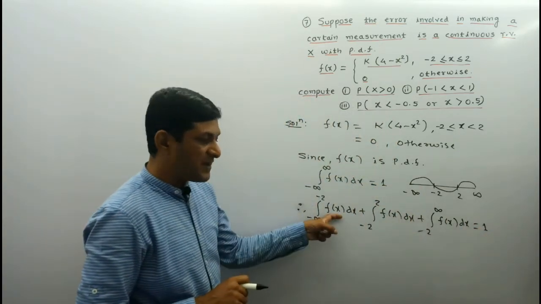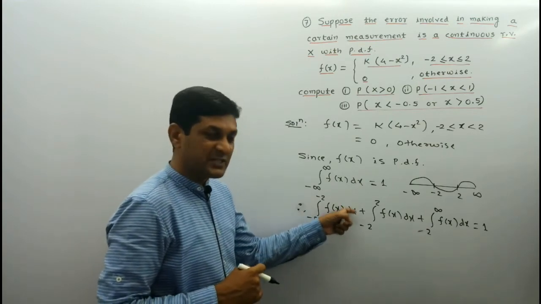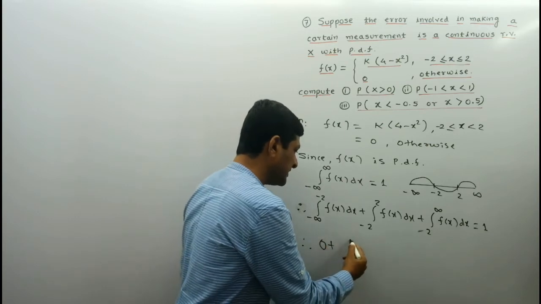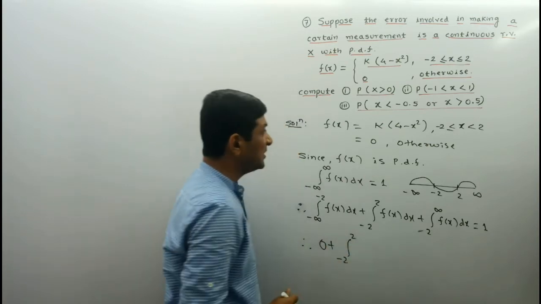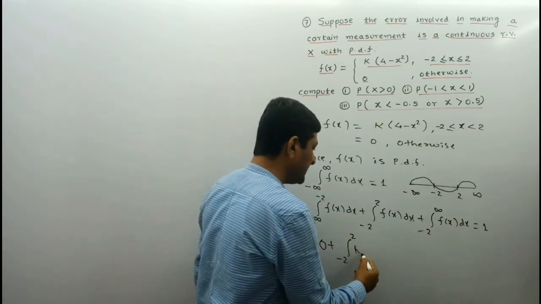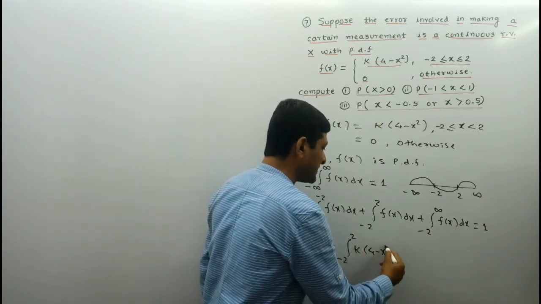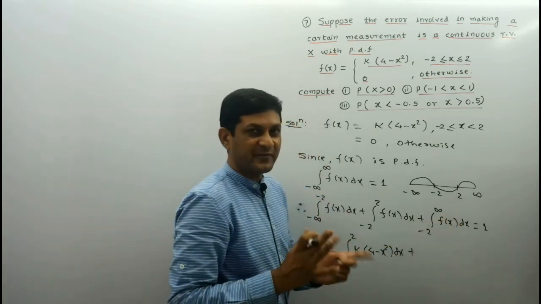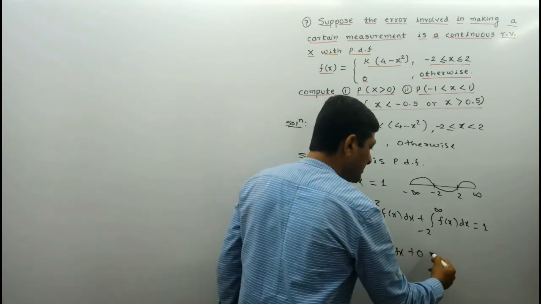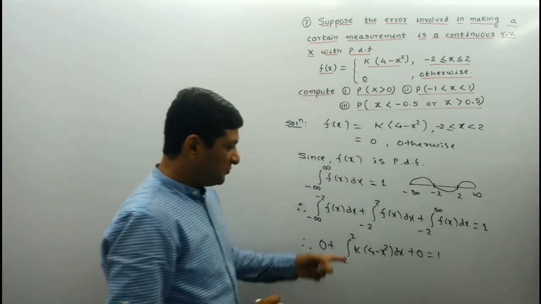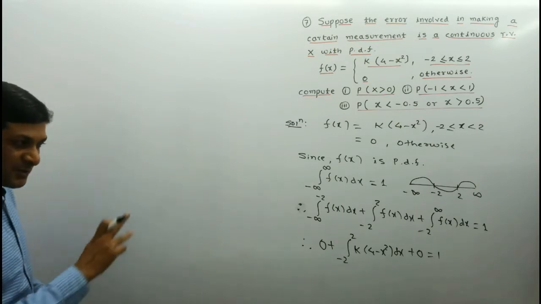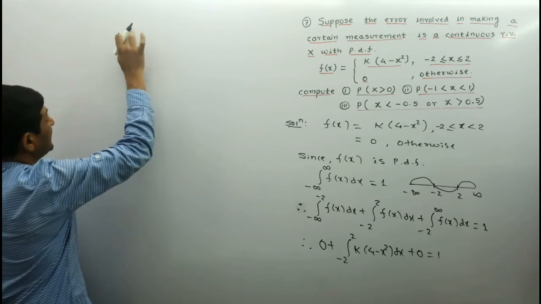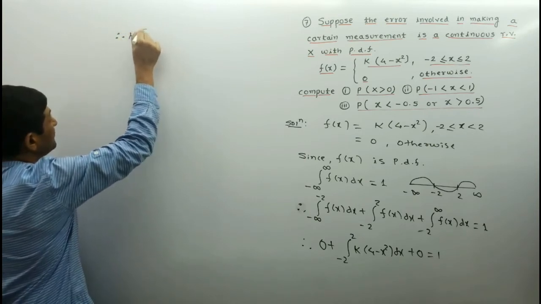Now in the first part, the value of f of x is 0. It is already given to us, and the integration of 0 will be equal to 0. So here we will get 0 plus, between minus 2 and plus 2, the value of f of x is k into 4 minus x square dx, and in the third part also the value of f of x will be 0, so its integration will be 0, equal to 1. Now we find the integration of this term. K is a constant term, so we take k outside the integration. Now find the integration.